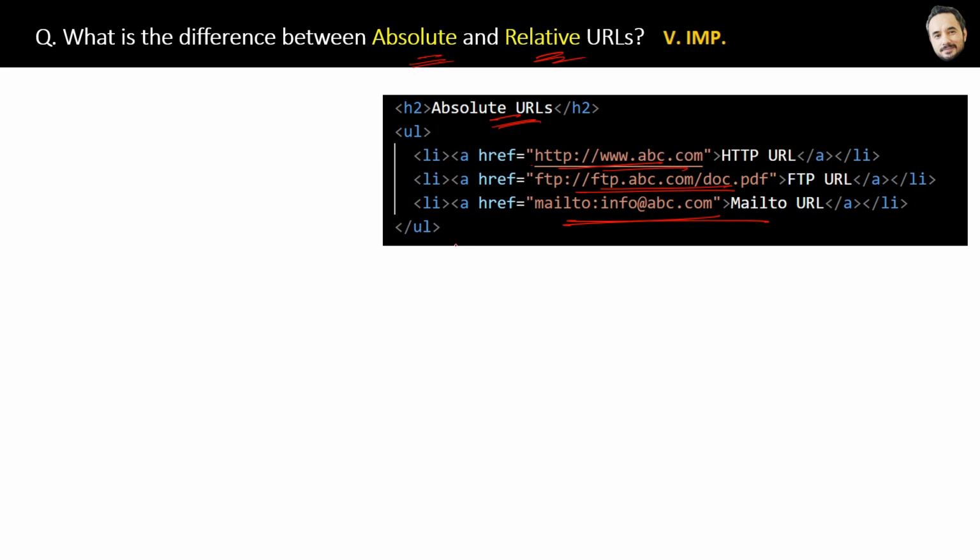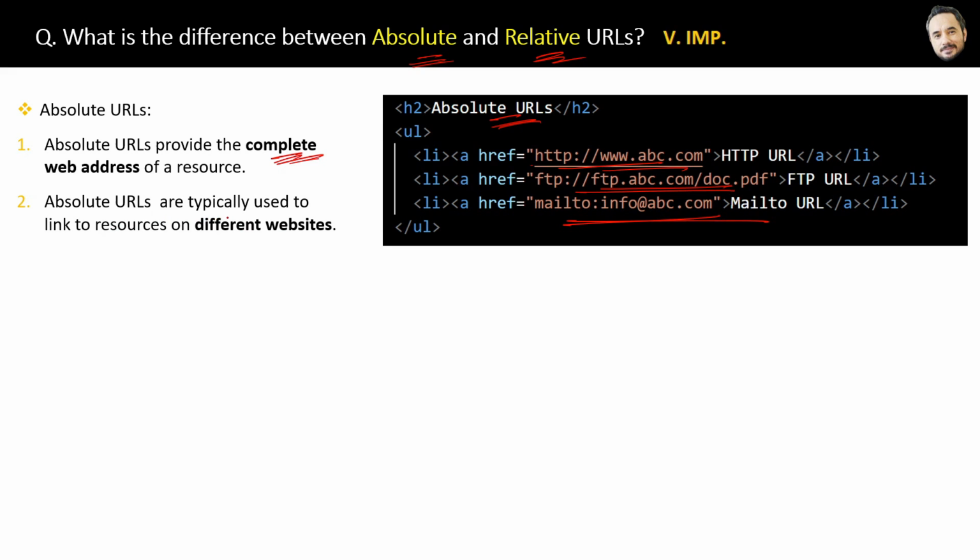So here are 2 points about absolute URLs. First, absolute URLs provide the complete web address of a resource. Agree? Second, absolute URLs are typically used to link resources on different websites, okay, external resources. As shown in the example, if I click any link, then that will take me outside the current website, right? That is why absolute URLs are used to connect to external websites.